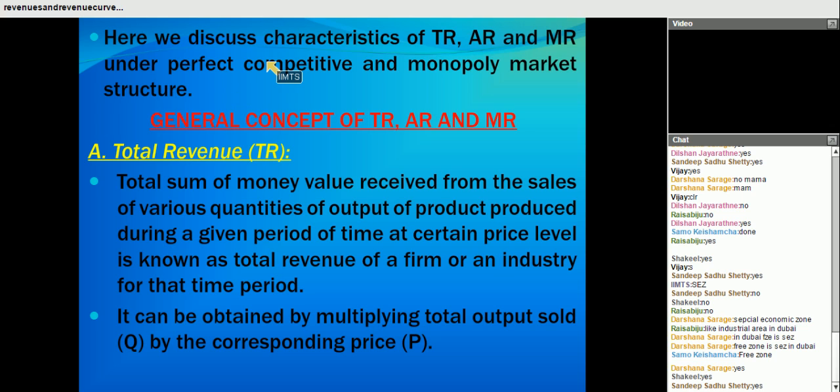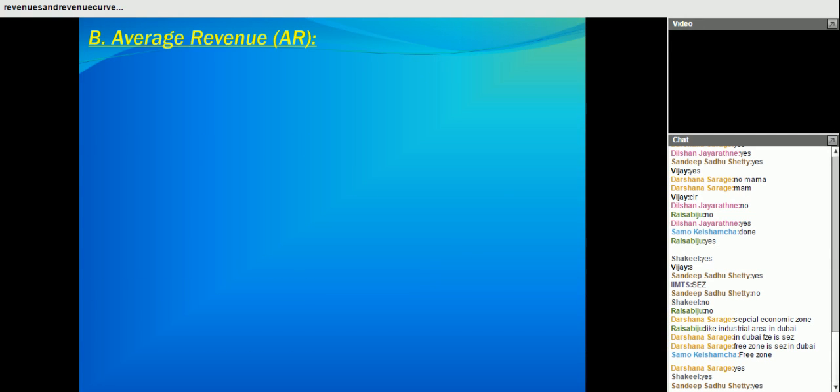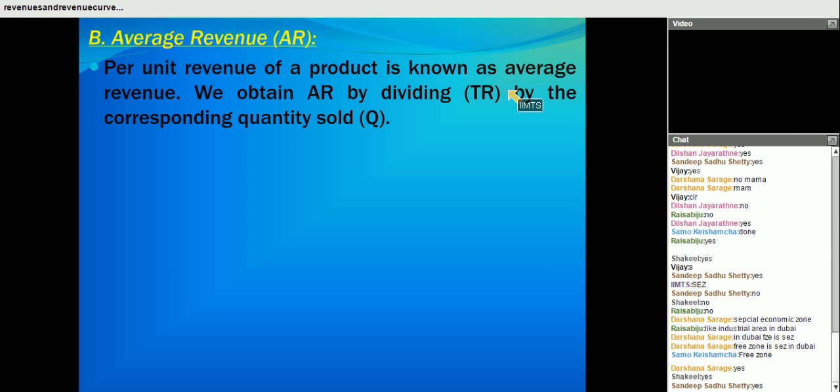Just see. Total revenue, this is just the definition for that. It's the total sum of money received from the sales of various quantities of output of a product produced during a given period of time at a certain price level, known as the total revenue of a firm or an industry for that time period. So it can be obtained by multiplying the total output sold by the corresponding price. That is Q, the number of units sold, into the price or the revenue of one unit, P. So that is the definition for total revenue. It's mathematical and very simple to understand. Then average revenue is the per unit revenue, and that is obtained by dividing the total revenue by the number of units sold.